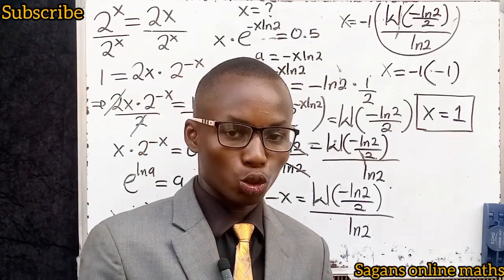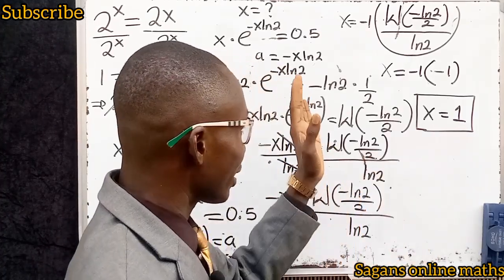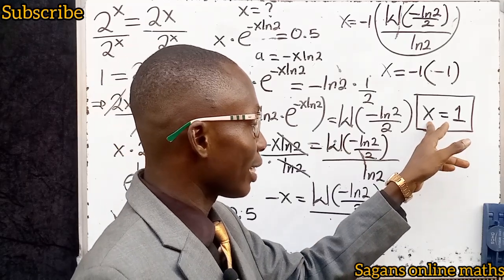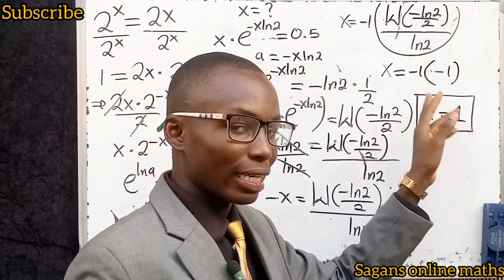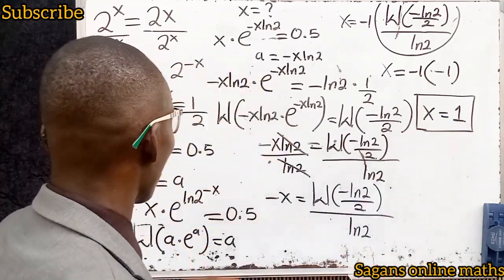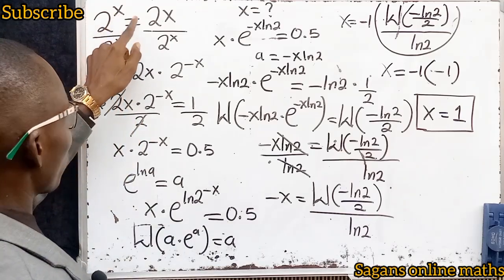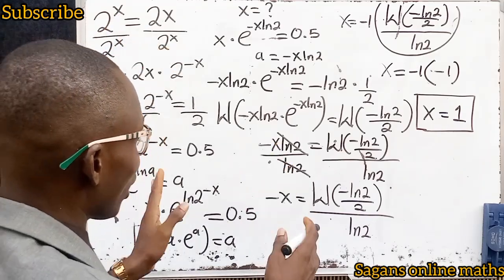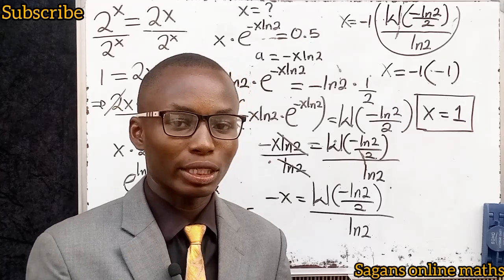Most of you have said the answer is 2. But by my solving, by following this step, I got that x equals 1. And I want to satisfy this equation. If x is 2 also, 2 raised to the power of 2 is 4, and 2 times 2 is 4. But by following this procedure and this method I've used, I got that x is equal to 1.